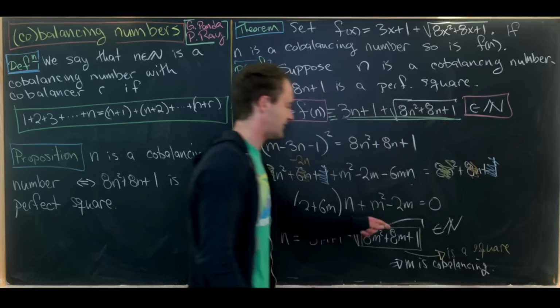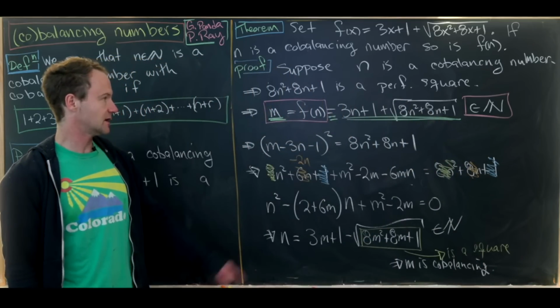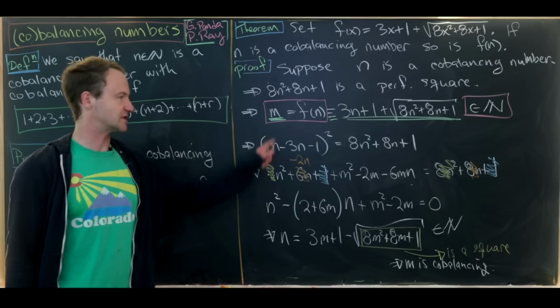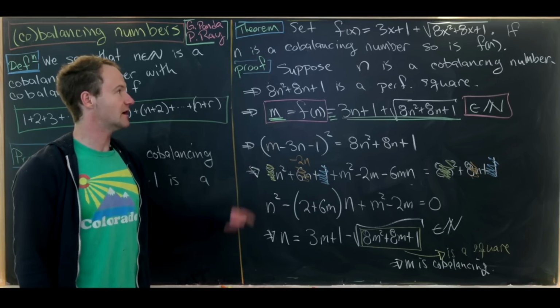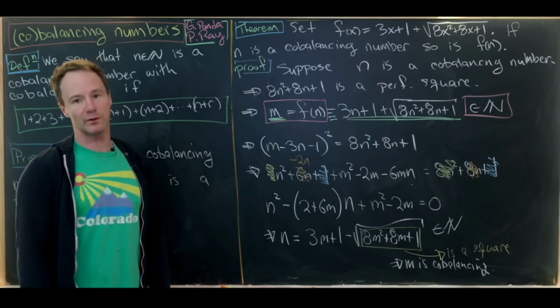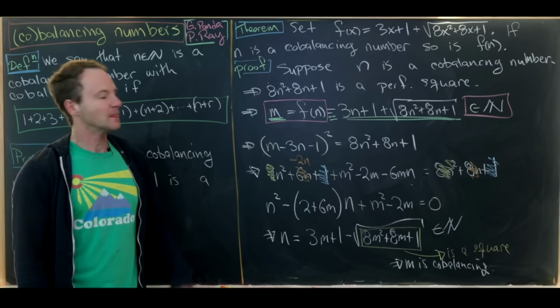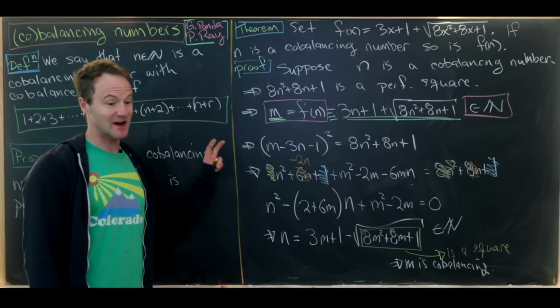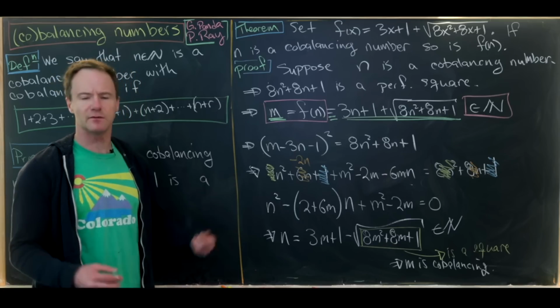But check it out. If m is co-balancing, then f of n is co-balancing just based off the definition of m, but that's exactly what we wanted to prove for this theorem. Okay, so now we're going to present a fact which is built off this theorem, but we won't prove it.